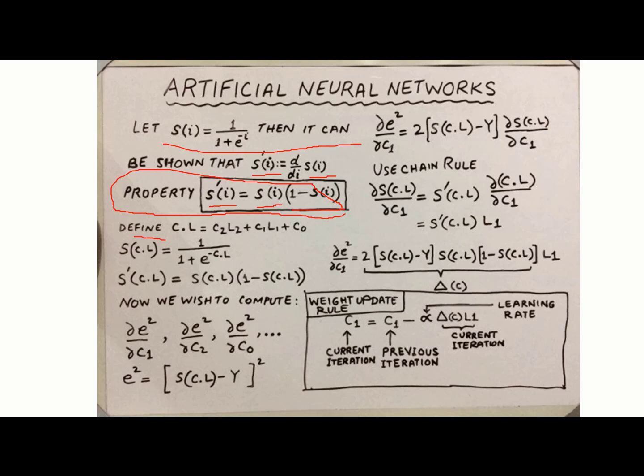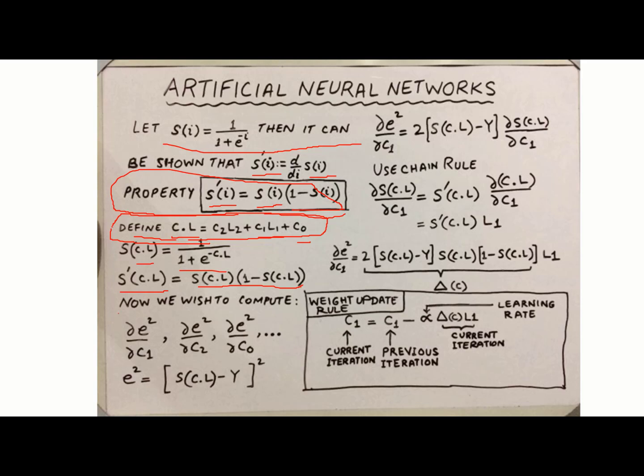Alright, so we're going to define some terms here. A dot product, C dot L. So C dot L is defined as C2 times L2 plus C1 L1 plus C naught. S applied to C dot L is 1 over 1 plus e to the power minus C dot L. And if you take the derivative S prime with respect to C dot L, this is what you're going to get.